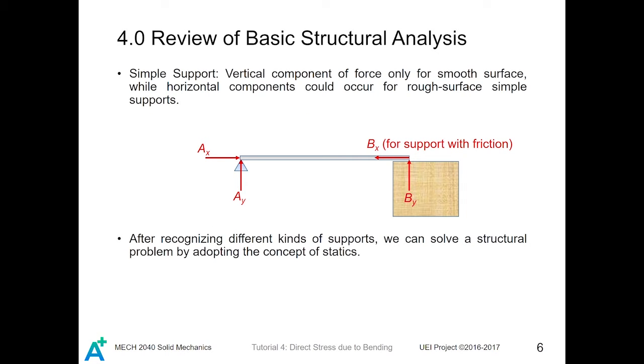Another very common support is the simple support. Suppose you have a pin and you place this bar onto a table. Then for this table, it will provide 2 forces. One is the vertical component, of course. Another one is the horizontal component. For the horizontal component, it has often come from friction. If the table is completely smooth, then there will be no such horizontal component occur in this problem.